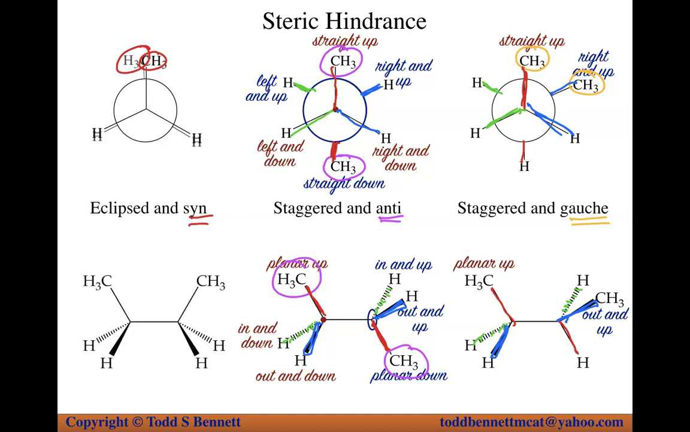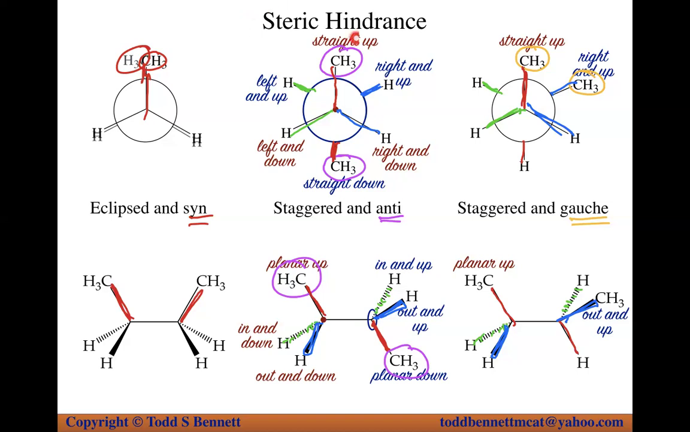So that is when you run into trouble. That's where this group right here can interact with that group right there. So that's when you have issues. So eclipsed is the least stable because the bulky groups can run into each other. Anti is the most stable because the bulky groups are far apart.